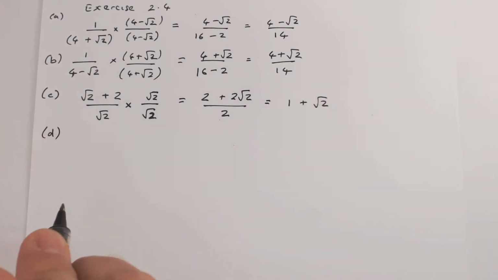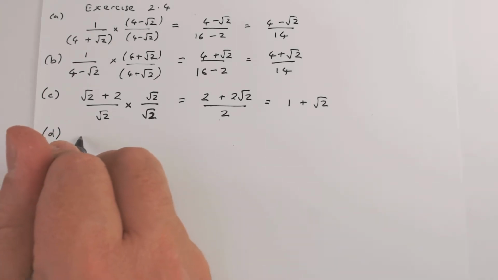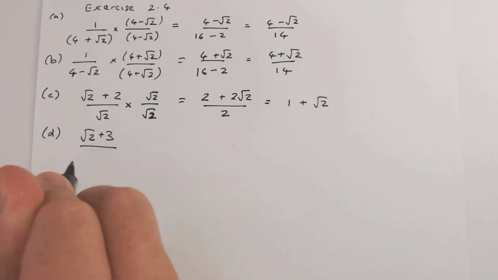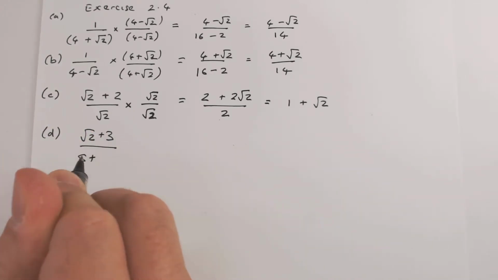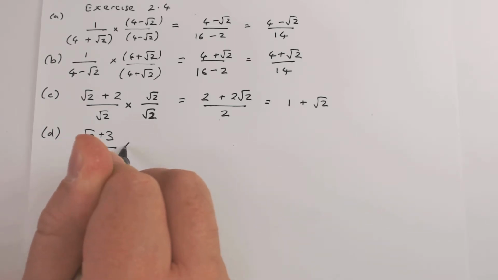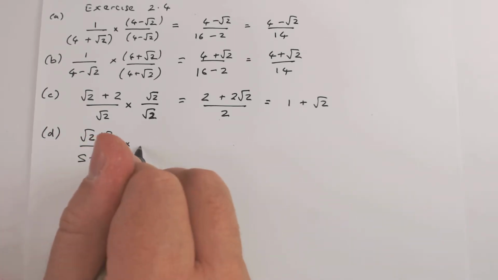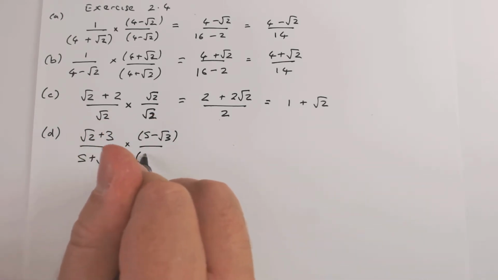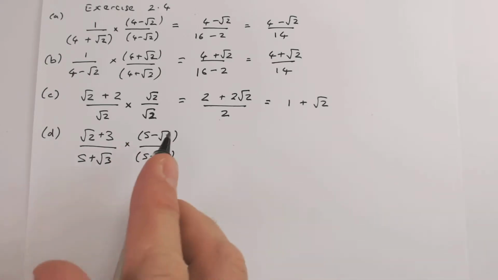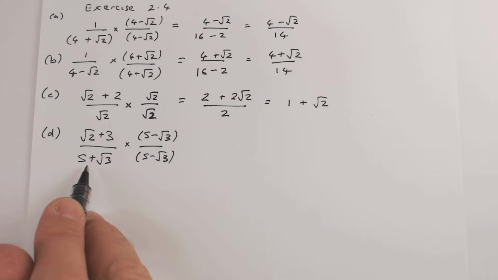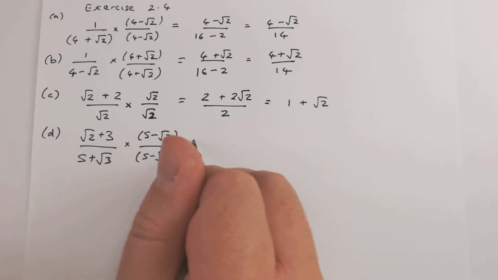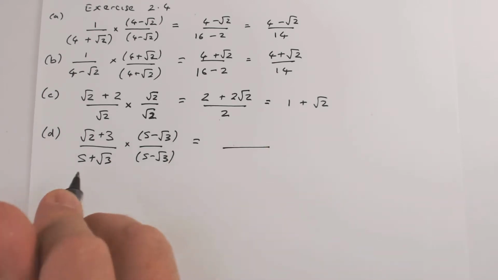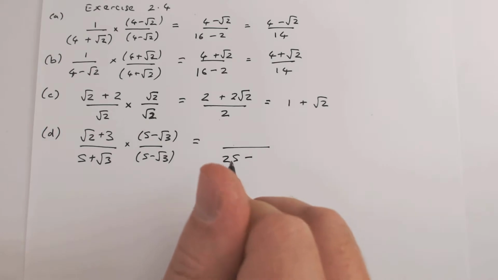Part D, we've got root 2 plus 3, and on the bottom 5 plus root 3. So I'm going to take this term here, 5 minus root 3, 5 minus root 3, top and bottom, so we can put a minus in front of the irrational number. Okay, so the bottom bit is easy to do, difference of two squares. We've got 25, take away 3.